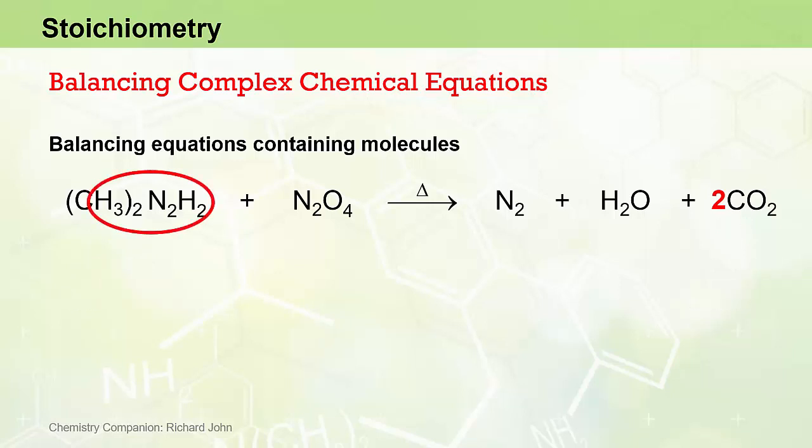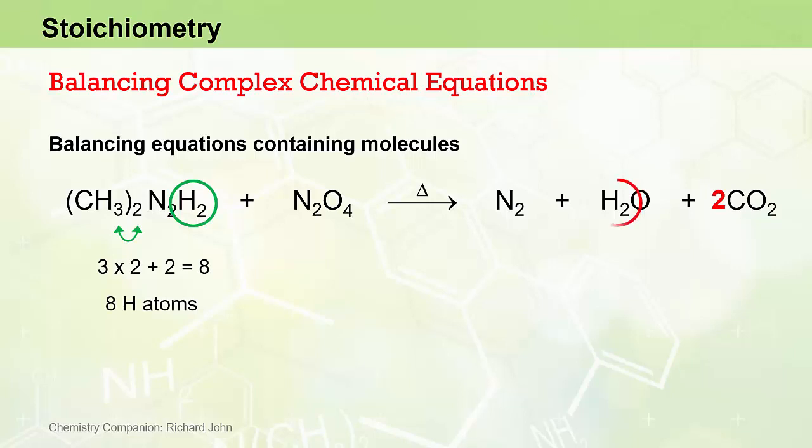Next, we balance the hydrogen atoms. We have 3 times 2 hydrogen atoms associated with the CH3 group, plus the extra 2 hydrogen atoms at the end of the chemical formula, giving a total of 8 hydrogen atoms on the left-hand side. And as I said before, we only have 2 hydrogen atoms on the right-hand side at the moment. So to balance that, I'm going to put a big 4 in front of the water, and that will give me 4 times 2 hydrogen atoms, or a total of 8 hydrogen atoms on the right-hand side as well.